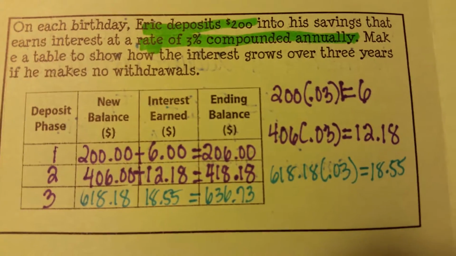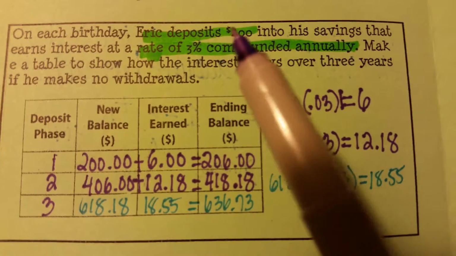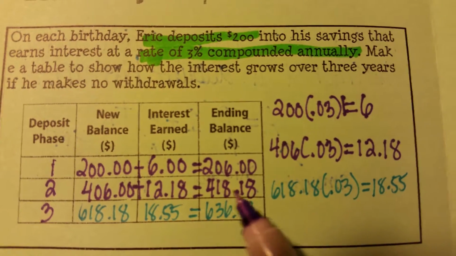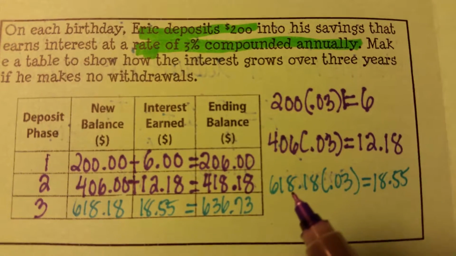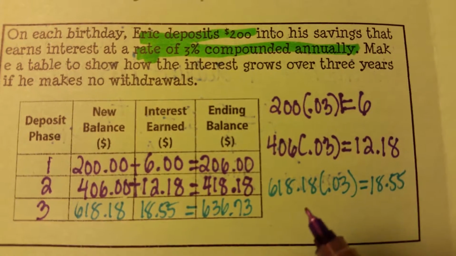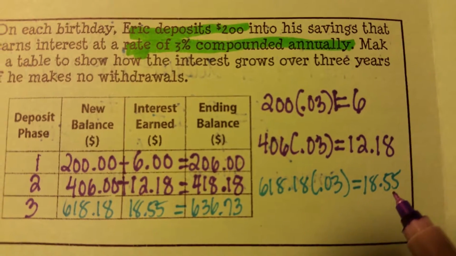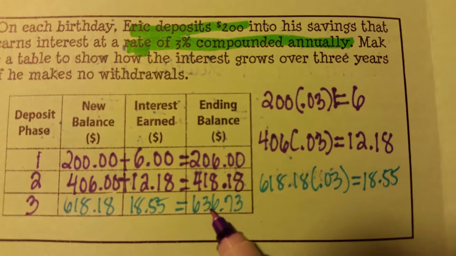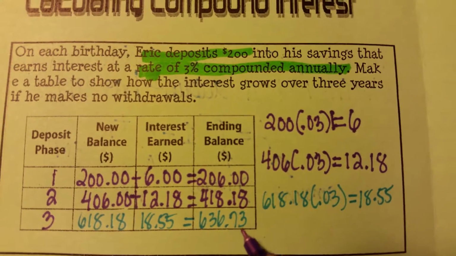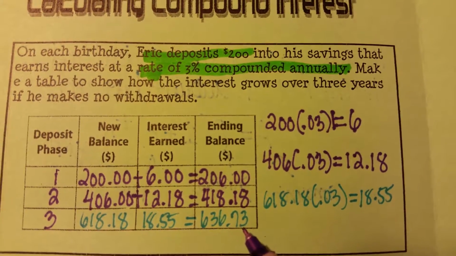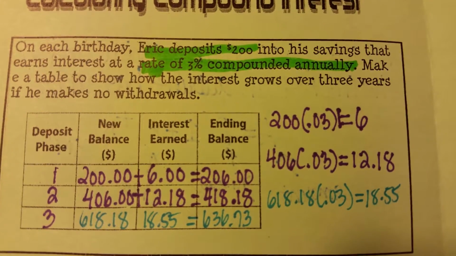Okay, so what you and your partner should have come up with is, okay, we're going to roll over this amount to year 3, and we're going to make another deposit of 200. So 418.18 plus 200 gives me 618.18. Okay, and we do our same formula here. 618.18 times 0.03 gives me $18.55 in interest earned. So I would add these 2 columns here, and I would get $636.73. So here is how much interest he's gotten over 3 years without making any withdrawals.